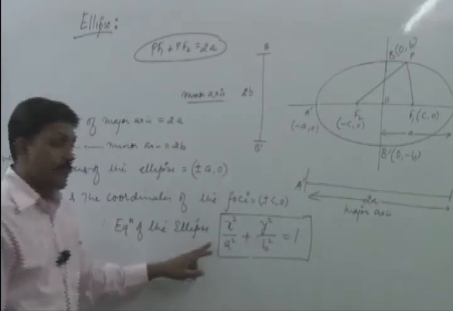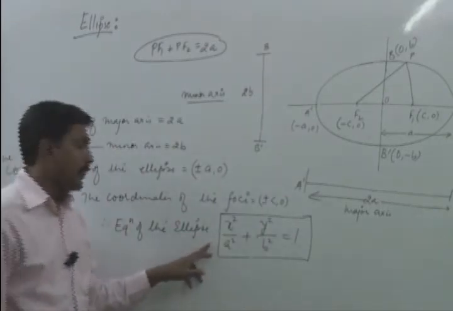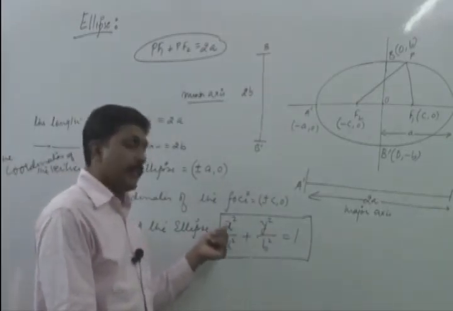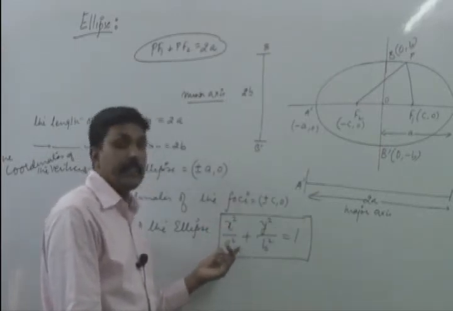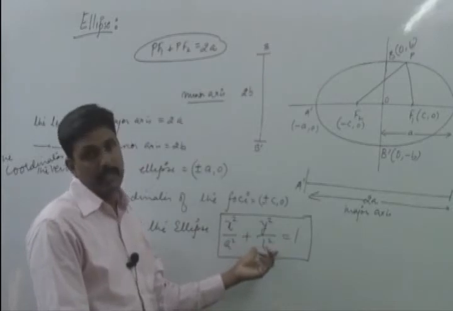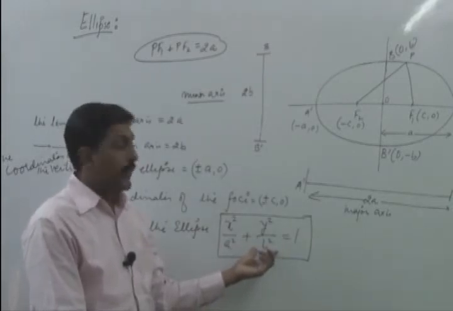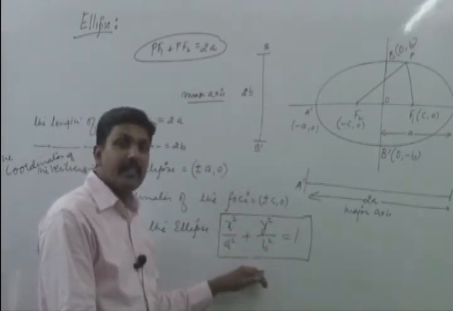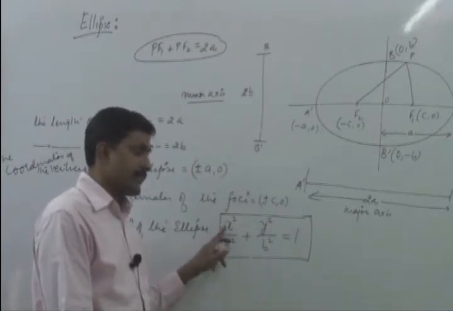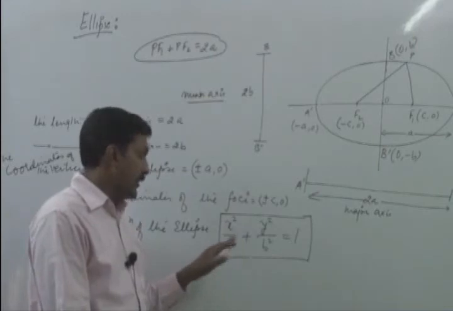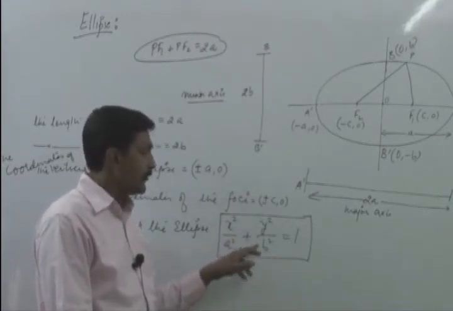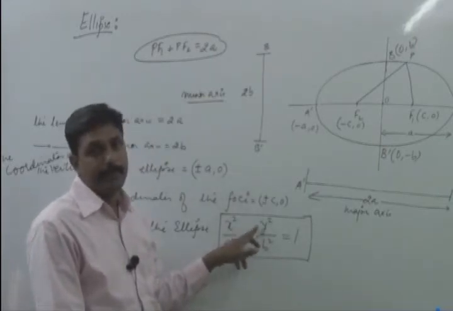So if it is on the x-axis, always remember the denominator of x square must be greater than the denominator of y square. If it is on the y-axis, in that case, the denominator of x square must be less than that of y square.